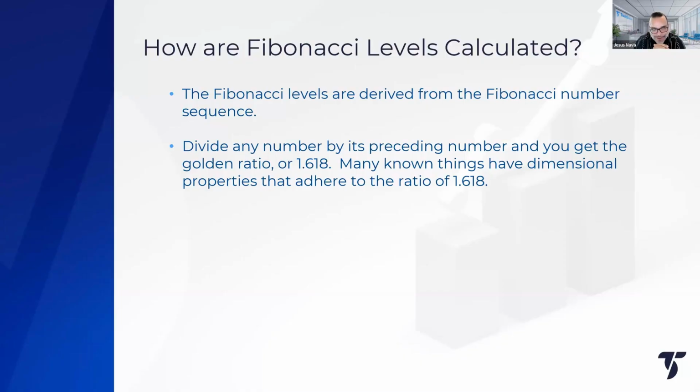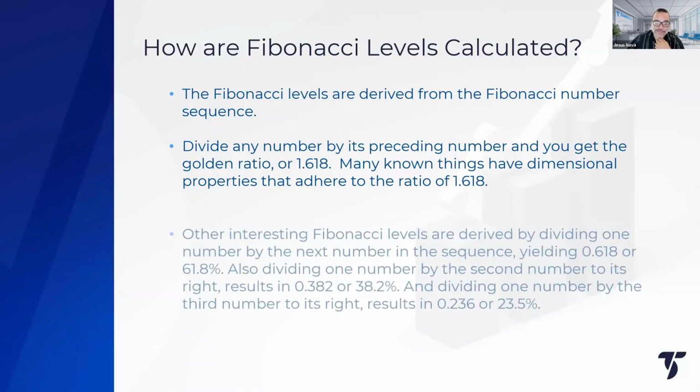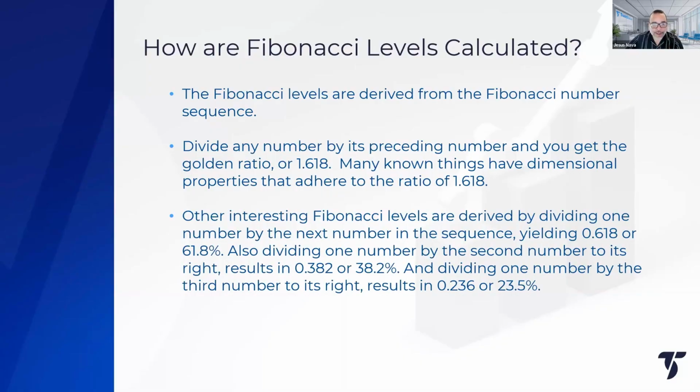And examples are numerous. But if you take every number in the number sequence and you divide it into the previous one, you get exactly that same number. Other interesting Fibonacci levels are derived by dividing one number by the next number in the sequence, not only the previous one, but the next, yielding 0.618 or 61.8%. Also, dividing one number by the second number to its right results in 0.382 or 38.2%. And dividing one number by the third number to its right results in 0.236 or 23.6%.